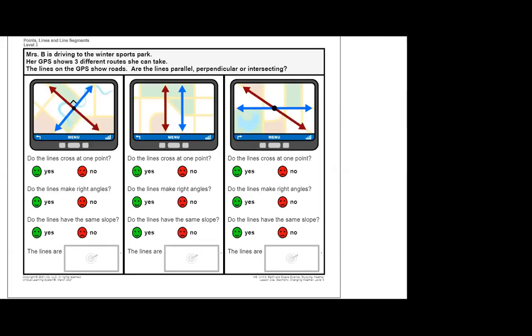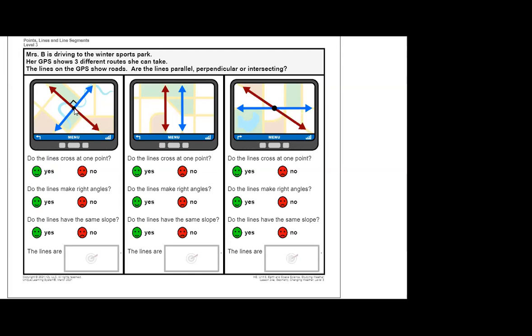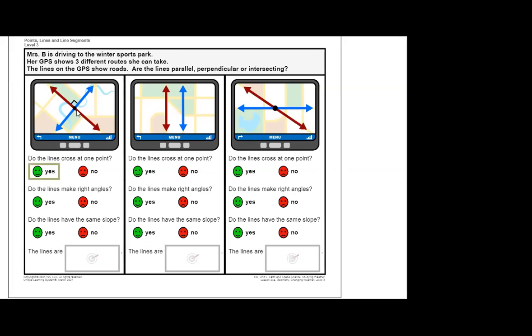Oh, goodness. All right, so Miss B is driving to the winter sports park. Her GPS shows 3 different routes she can take. Look at the lines on the GPS roads. Are the lines parallel, perpendicular, or intersecting? So our first one, do the lines cross at one point? Yes, they cross at one point. Do the lines make right angles? Is our little box there?